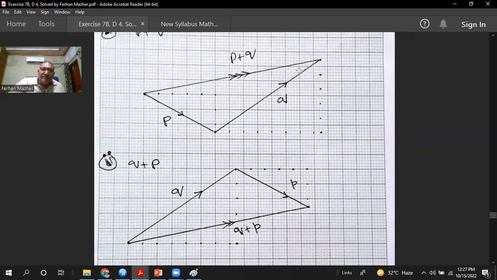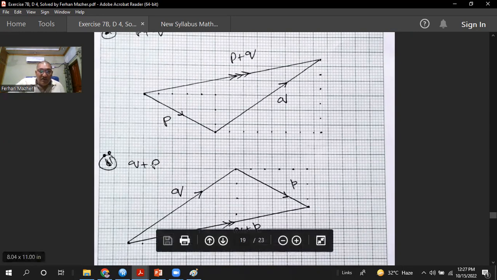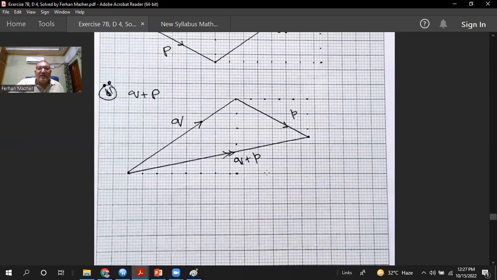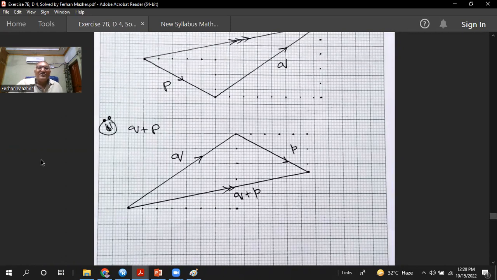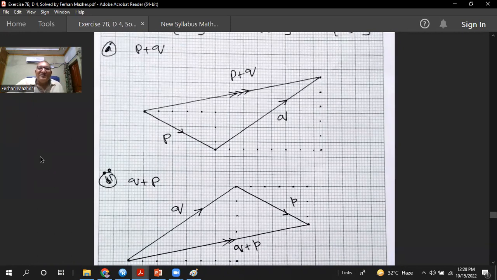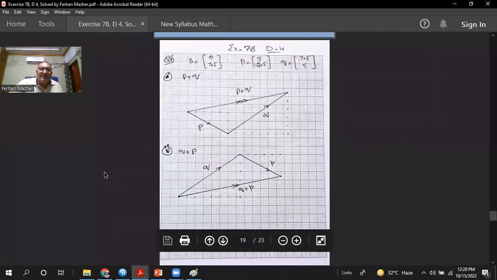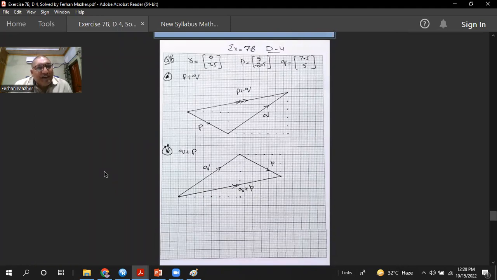If you look at them, see 1, 2, 3, 4, 5, 6, 7, 8, 9, 10, 11, 12, 12.5, and up 2.5. So the answer of P plus Q and Q plus P in both the cases is the same. Let me reduce the size so you can see them together. So the answer of P plus Q and Q plus P is the same.